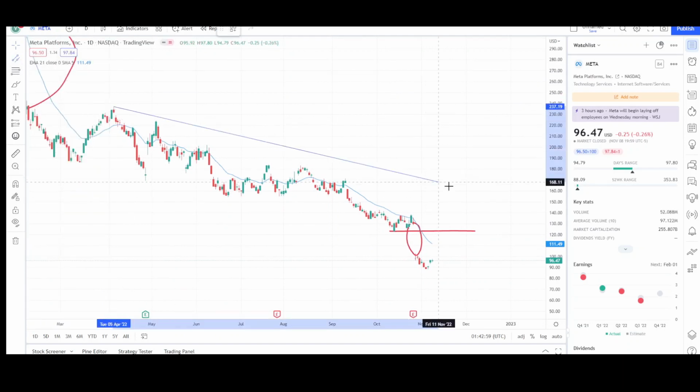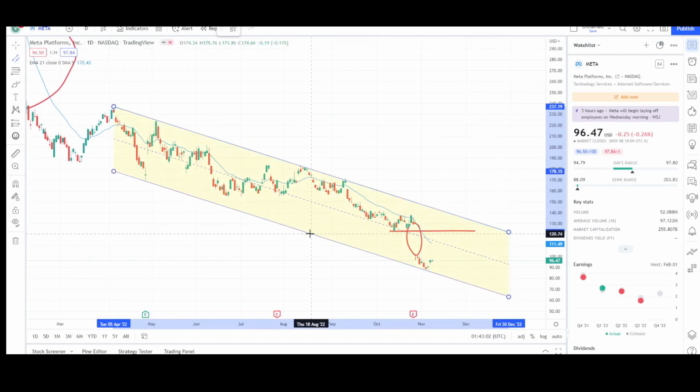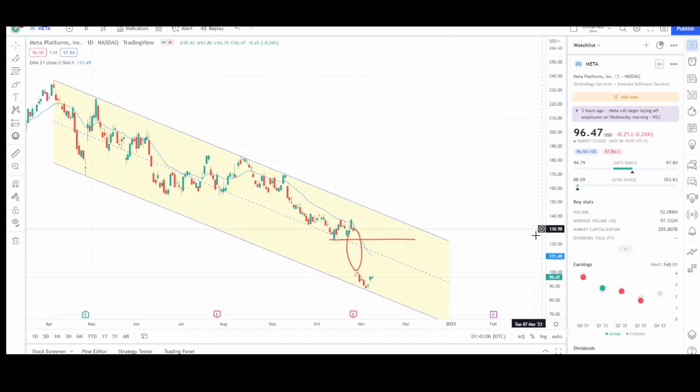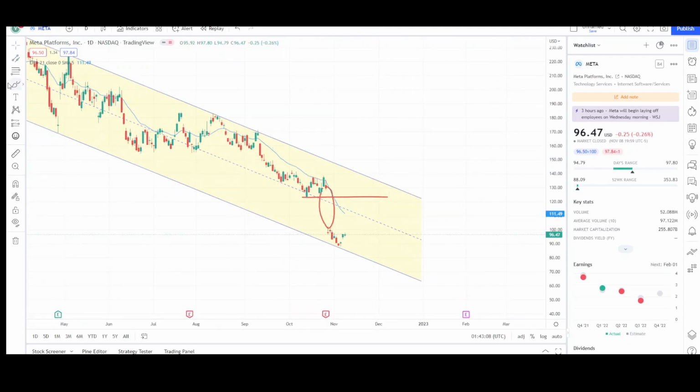So let me go and draw the downtrend channel and drag this down. It looks like this is a nice fitting channel for Meta Platforms. We gap down right at the bottom side of the channel, which is expected. So we should continue up to the opposite side, and that would fill in the gap.